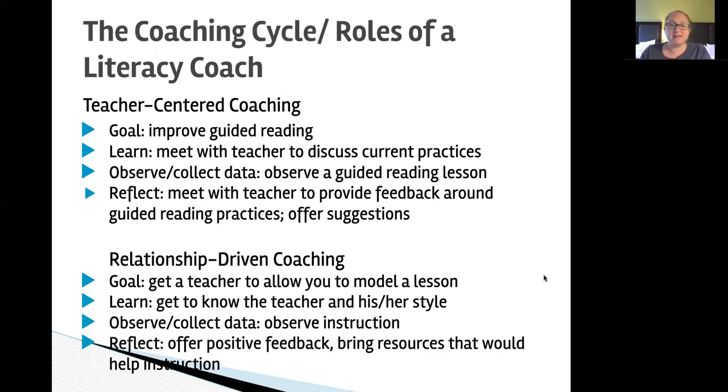So then our observe and collect data phase would be to observe their instruction. We can't just go by what they tell us. If we happen to pass a teacher in the hallway or they're talking to us at a faculty meeting and they say, oh yeah, I do flipped instruction all the time, well, everybody might define it a little bit differently. So we actually have to get in there and observe, right? And then the reflection part, remember, if we're staying in relationship-driven coaching, you would have to start with offering positive feedback, admiring what they do well, pointing out what they're doing well, and then bring resources that could help their instruction. There's so much value in sharing, just bringing resources.